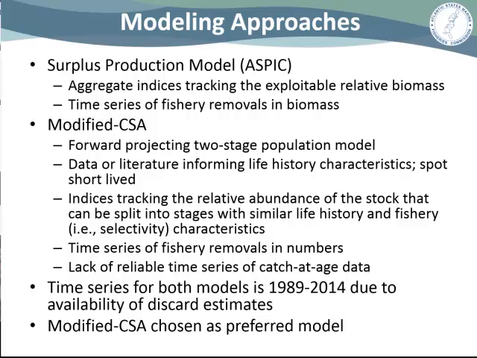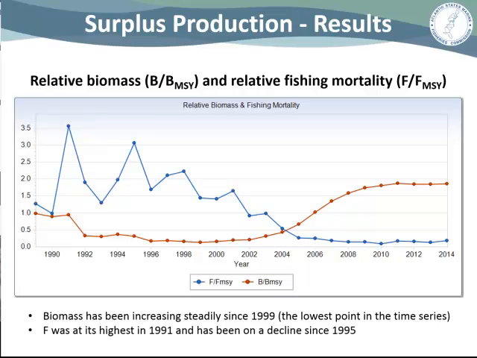Okay, now to start off, our surplus production model basically showed that biomass has been increasing steadily since the late '90s. '99 was the lowest point in the time series, and then fishing mortality was at its highest in '91, and then kind of was variable through the '90s, but then it's essentially been declining since about the mid-90s to where it's been in a steady state for about the last 10 years or so.